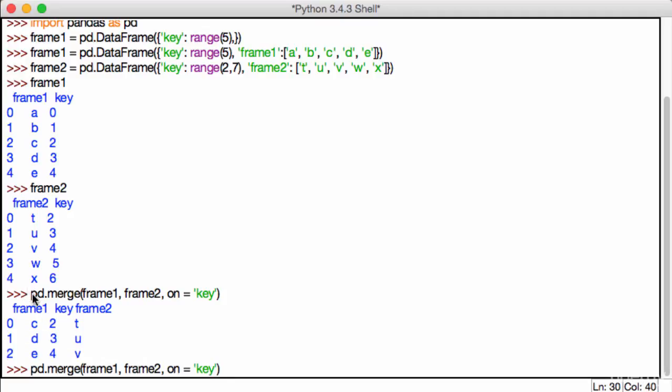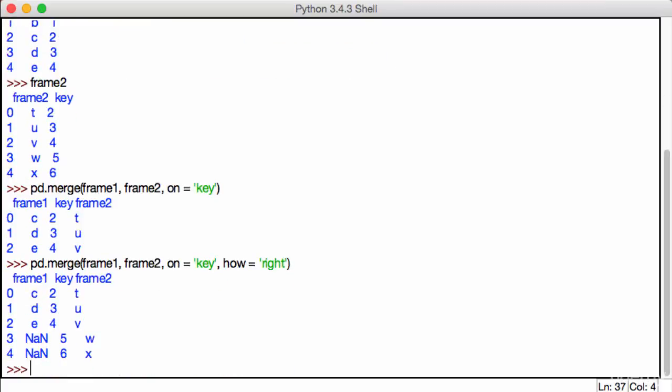Now let's go ahead and specify how, and some different results will happen. So how is equal to right. And by doing so, what happens? We get frame 1 is equal to C, D, E, NaN, key is equal to 2, 3, 4, 5, 6, and frame 2 is equal to T, U, V, W, X, okay?